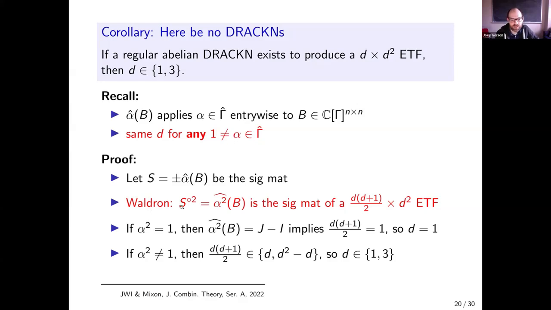And there's this Waldron condition. I know that when I square the signature matrix, using the square of that character, I have to have a dimension which is not d. That's really the point. Okay, so that's the very simple proof.